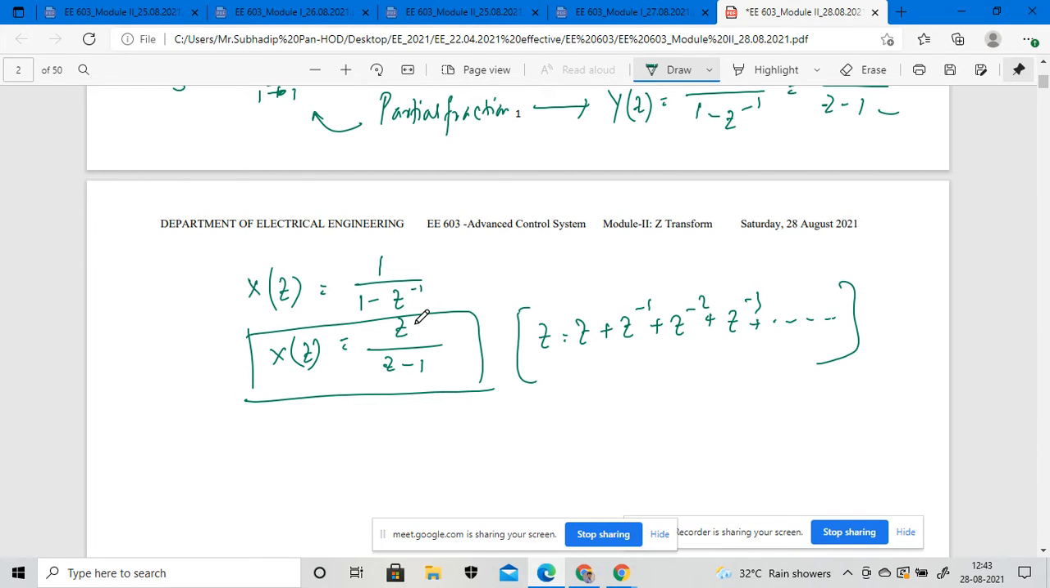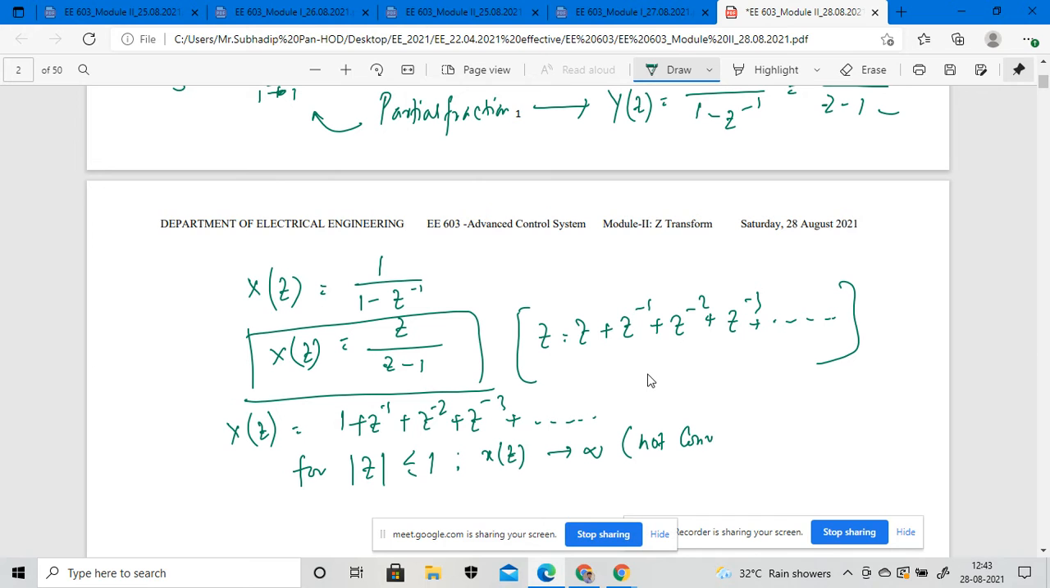So this value will be a function of z, that means we are in the z transformation mode. As we are considering, x of z is equal to 1 plus z inverse plus z to the power minus 2 plus z to the power minus 3 plus dot dot dot. For when we are considering the magnitude of z less than or equal to 1, x of z goes to infinity, which will not converge.